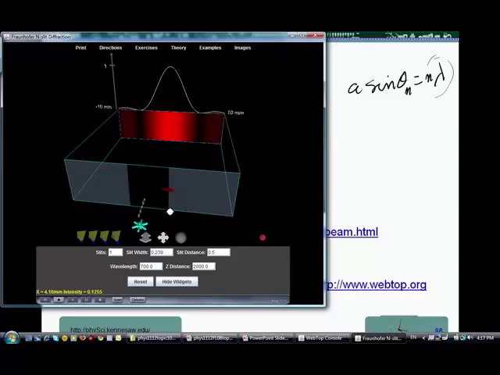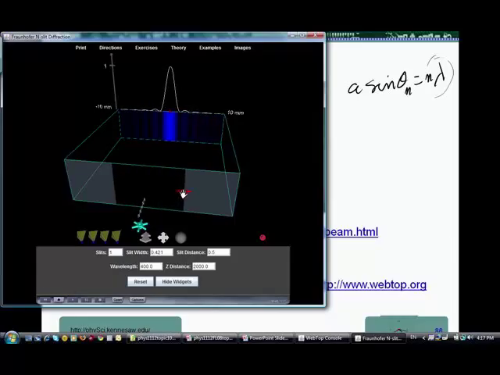Now, let me decrease the wavelength again, to 500. Okay, you see it getting narrower. 450 and 400. See it getting narrower. Now, what I'm going to change is the slit width. I'll change it graphically here. If I make it narrower, the pattern becomes wider. If I make it wider, the pattern becomes narrower.